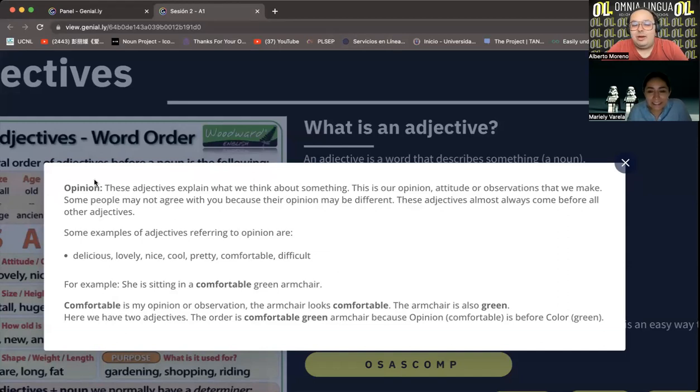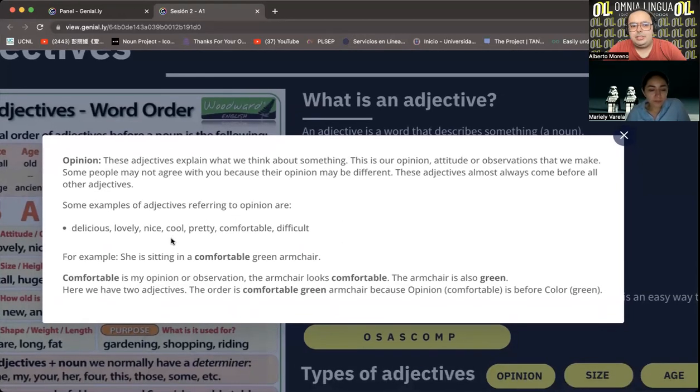So, the opinion adjectives are used to explain what we think about something. I mean, this is our opinion, attitude, or observation that we make. Some people may not agree with you because their opinion may be different, because it's an opinion, something personal. These adjectives almost always come before all other adjectives. Some examples of adjectives referring to opinions are delicious, lovely, nice, cool, pretty, comfortable, difficult.